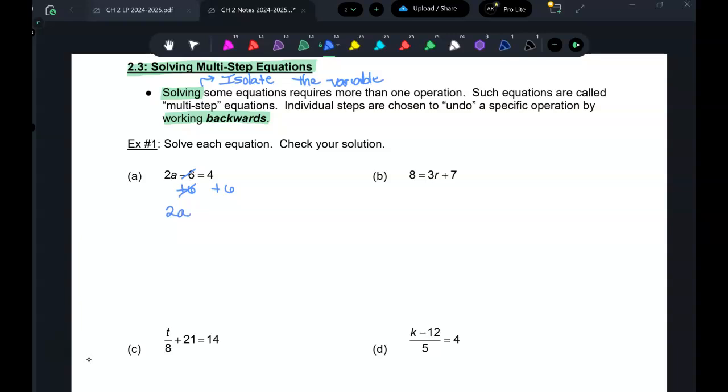We get 2a. Okay, guys, please don't call out right now. Okay, Kobe, what did I just say? Do not call out. Let me walk you through the first couple.